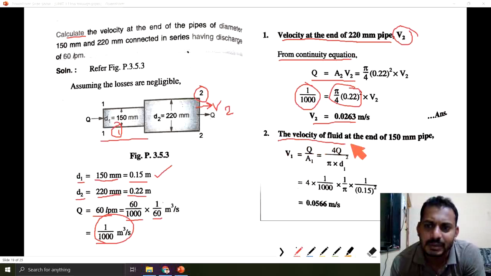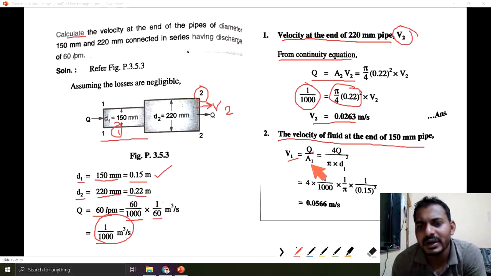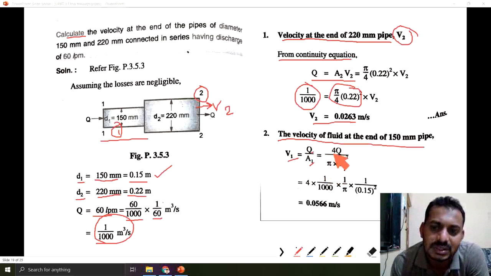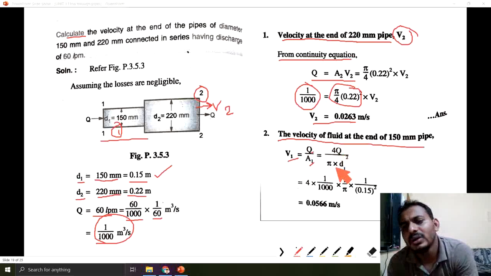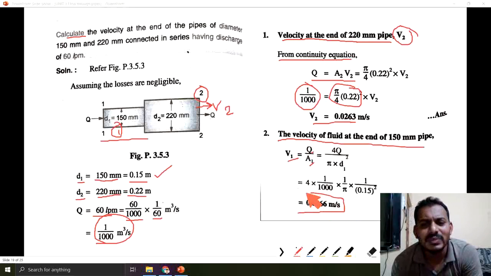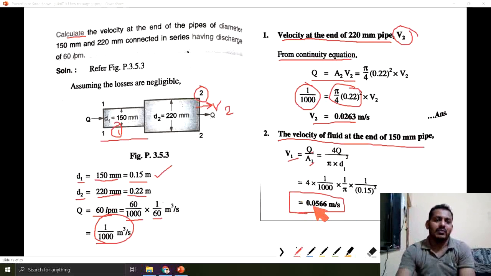Similarly, for the 150 mm pipe, V1 can be written as Q divided by A1. Just like this equation, the rearrangement is written directly: 4Q divided by pi into D1 square. How does it come? A1 is equal to pi by 4 D1 square, so the denominator of the denominator goes in the numerator. So this is 4Q divided by pi D1 square. Just put in all the values and you will get the answer for the velocity. These are the simple calculations for the velocity.